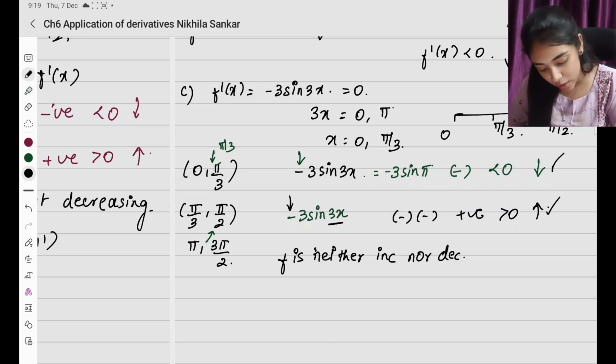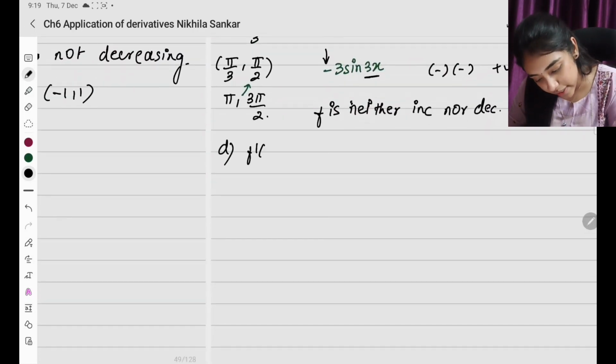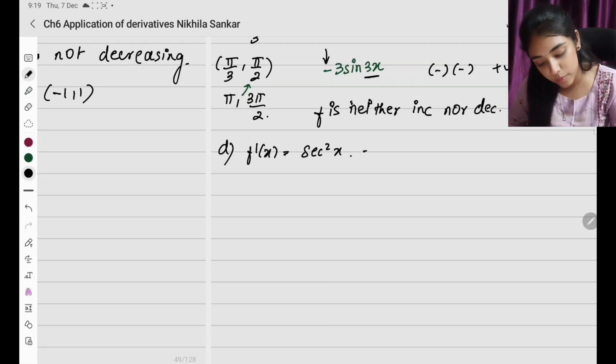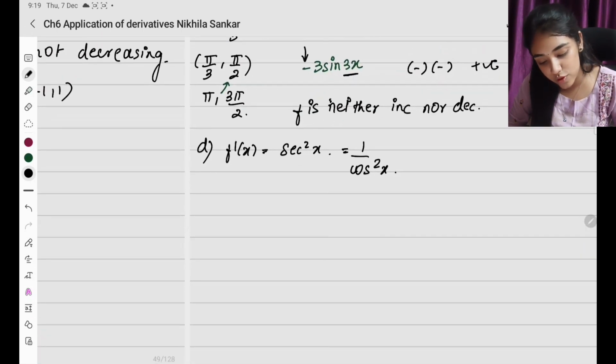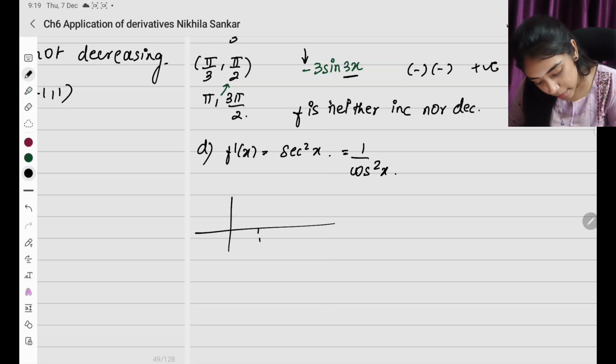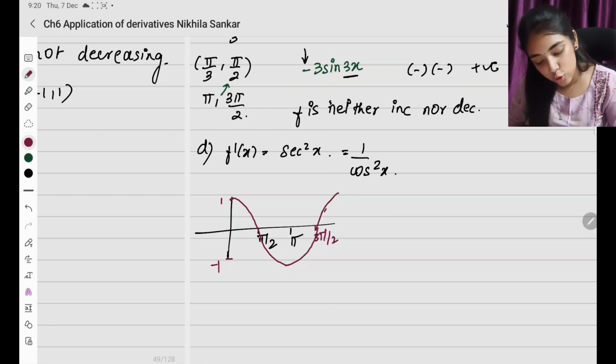Okay, now option D. I have f dash of x equals secant square. Yeah, we found the f dash of x. So, I have secant square x. So, secant square x is basically going to be 1 by cos square x. I know that the cos function is going to be in the interval 0 to pi by 2. So, in 0 to pi by 2, how is the cos function? Pi by 2, pi, 1, minus 1. So, the cos function is going to be 1. At pi by 2, 0. Again, at pi, minus 1. At 3 pi by 2, again 0, and at 2 pi it is going to be 1, and so on.